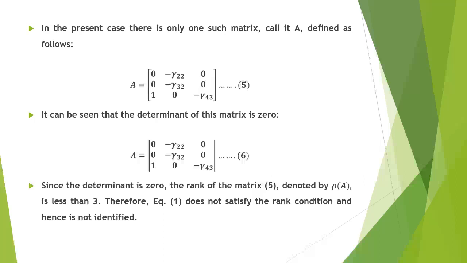Therefore, equation 1 does not satisfy the rank condition and hence it is not identified. As noted, the rank condition is both a necessary and a sufficient condition for identification. Therefore, although the order condition shows that the equation 2 is identified, the rank condition shows that it is not.